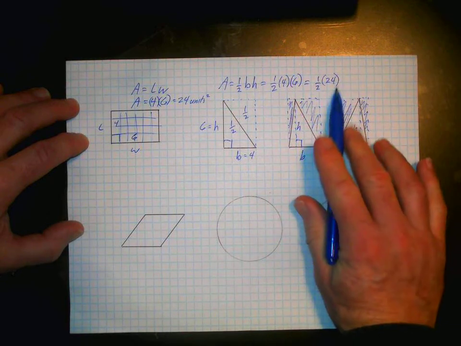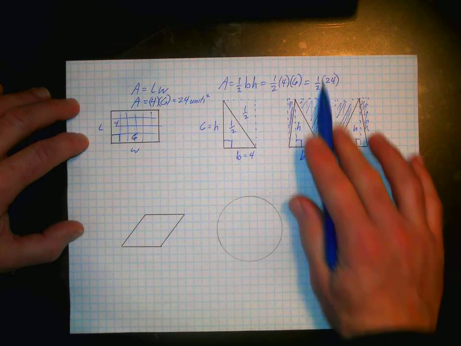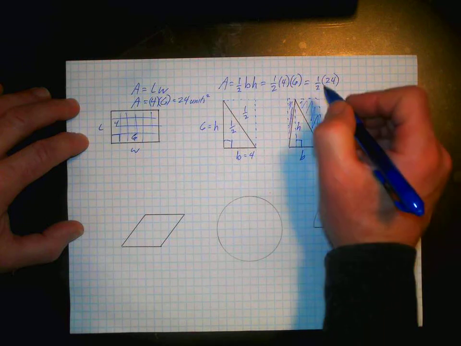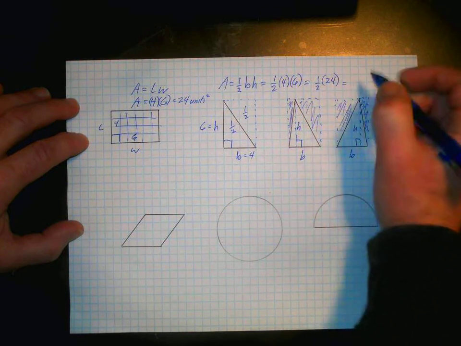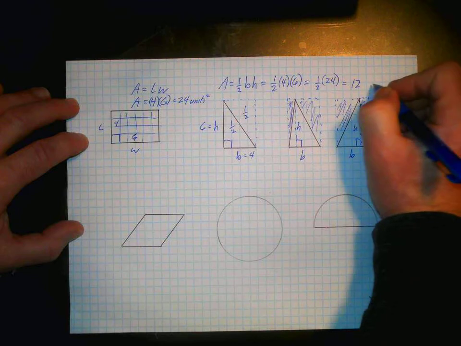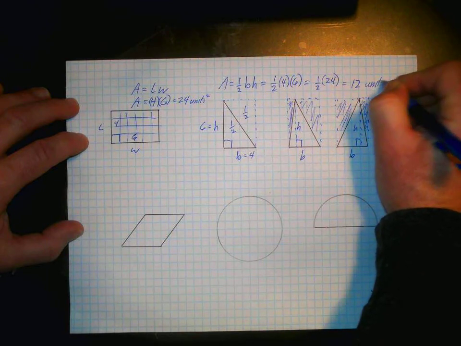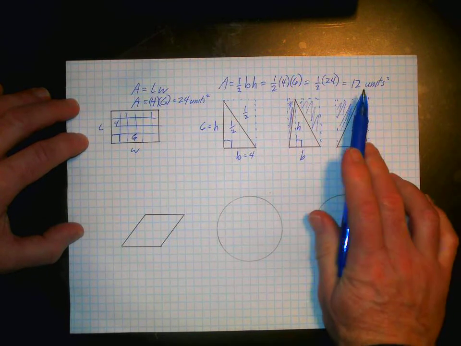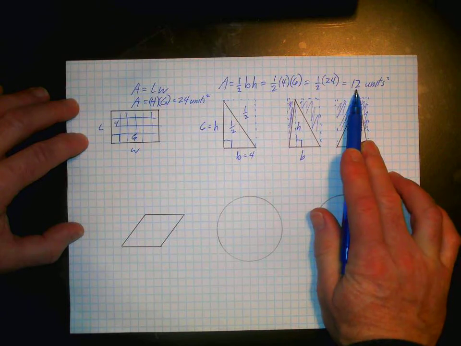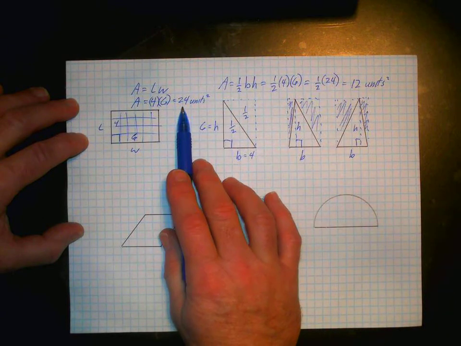I still need to have it in parentheses because I have to have something here that shows that these two need to be multiplied. And then half of 24 is the same thing as 24 divided by 2, and again we are in units squared. This is half of this. Okay?